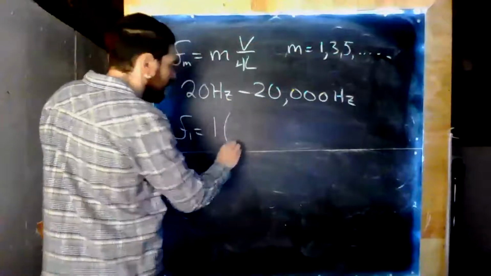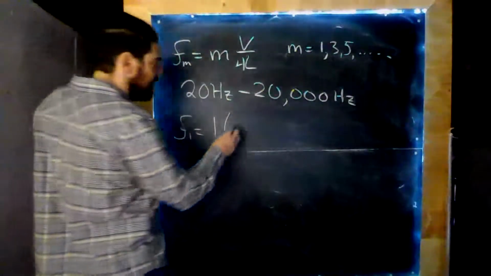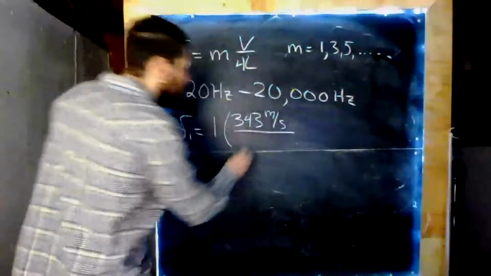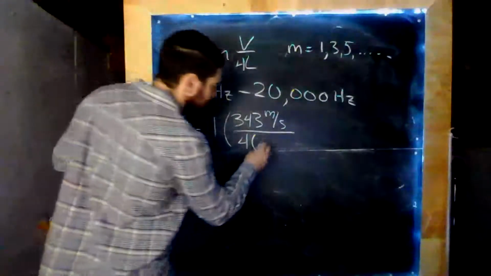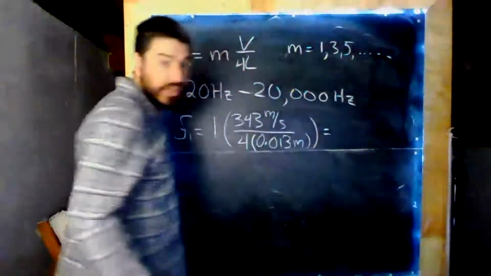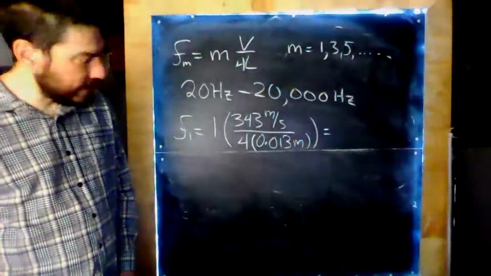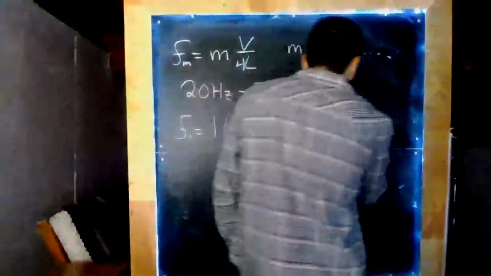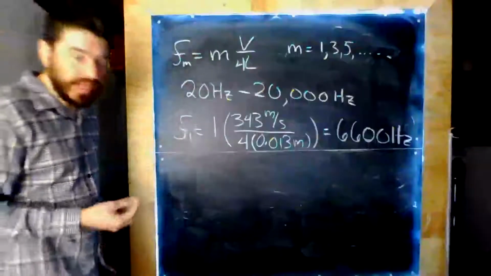f1 equals 1 times, I've told you that if I don't tell you otherwise, use 343 meters per second for the speed of sound, divided by 4 times the length of this child's ear, which is 1.3 centimeters. Let's run our calculator and see what we get. So I ran my calculator and I got 6,600 hertz. So that is in the audible range.